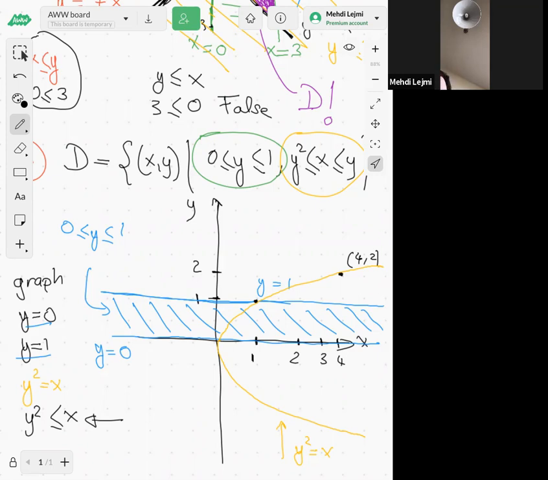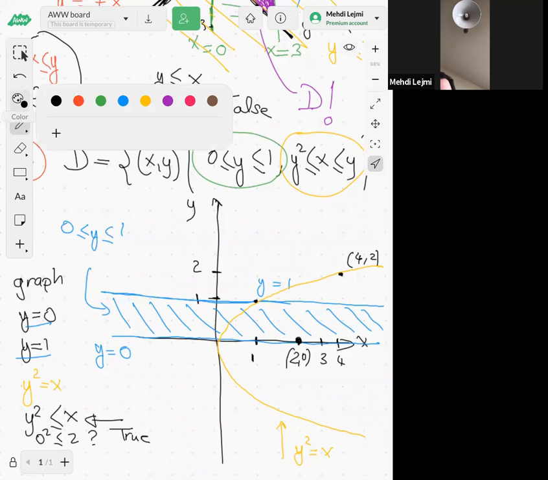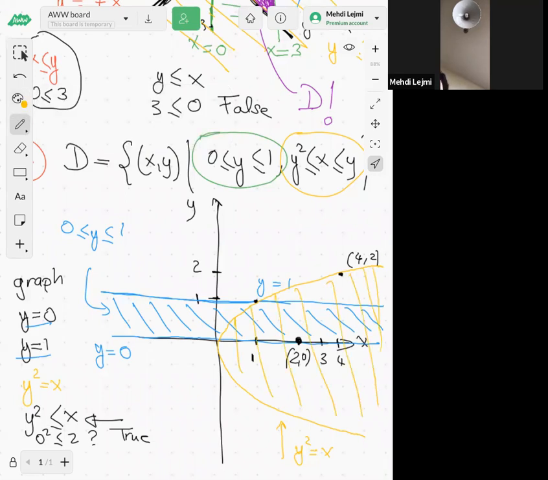Well, all you have to do, take a point again. Just take a point. For example, this is the point 2, 0, right? Your x is 2. Your y is 0. Now, is 2 larger than 0 squared? Yes, it's true. Right? 2 is larger than 0 squared. So then the corresponding region to x larger than y squared would be this one here. So this is where x is larger than y squared.